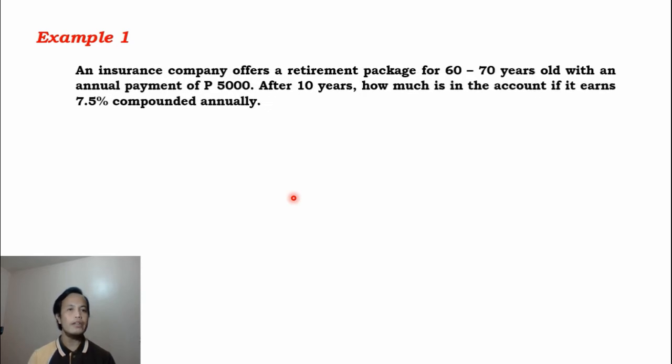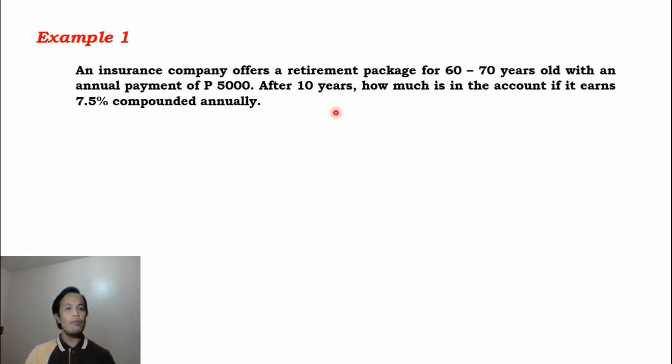Example 1. We are given this problem: an insurance company offers a retirement package for 60 to 70 years old with an annual payment of 5,000 pesos. After 10 years, how much is in the account if it earns 7.5% compounded annually? This problem is an example of a simple ordinary annuity. Why? Because the payment is annual and at the same time, the amount is compounded annually. That means the periodic payment is the same as the compounding period.